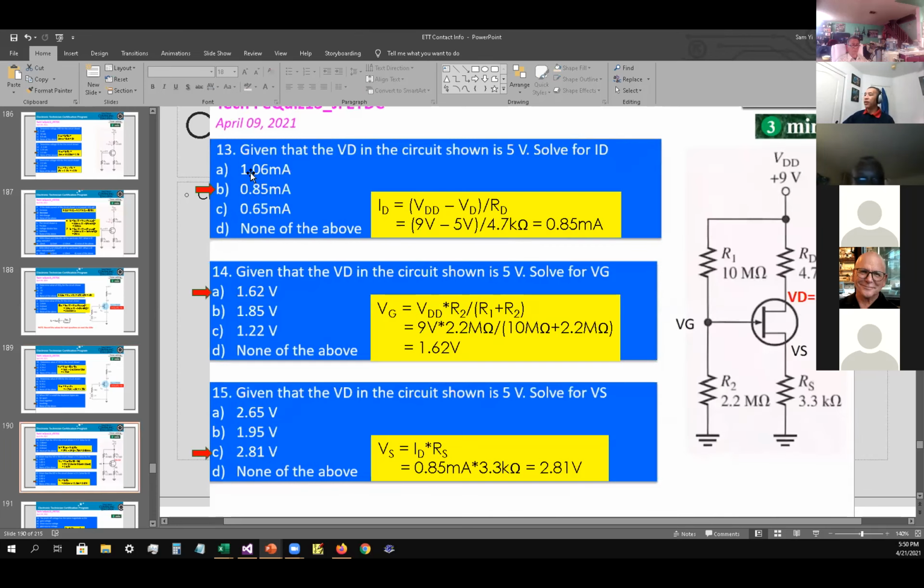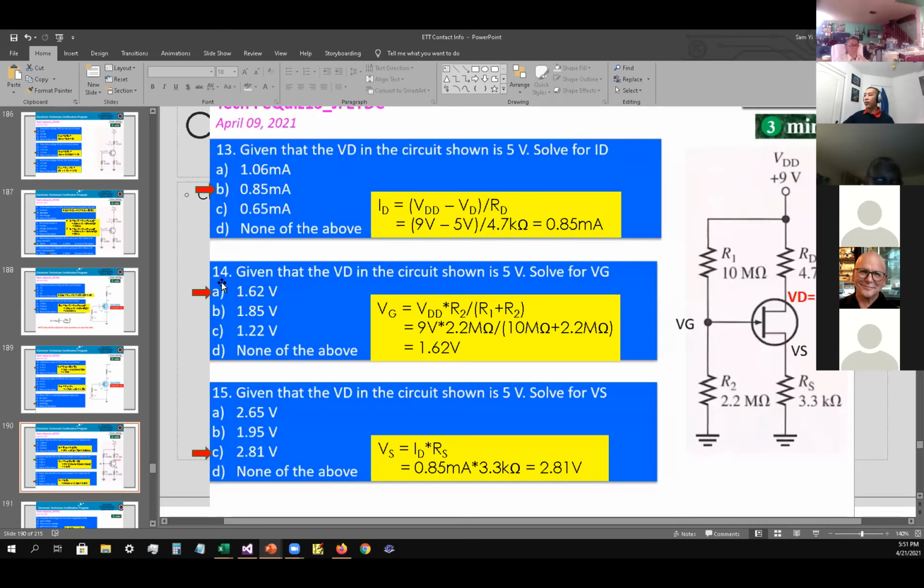Okay. 13, given that the VD in the circuit shown is 5 volts, solve for ID. Okay. And I'm just applying the formula. So VDD minus VD divided by RD. So we got VDD is 9 volt and VD is the 5 volt, and that's divided by 4.7K, the drain resistance. So you got 0.85 milliamp. So the answer is B for 13.